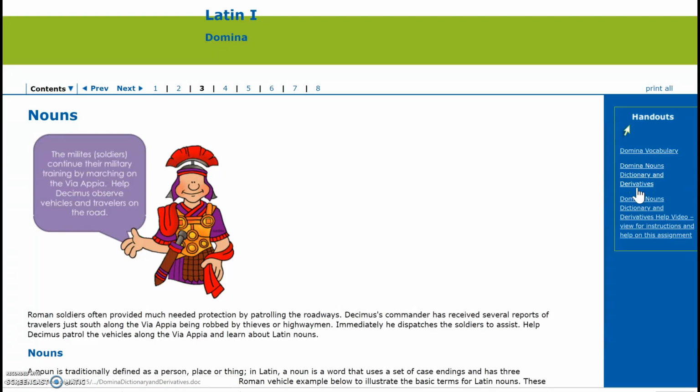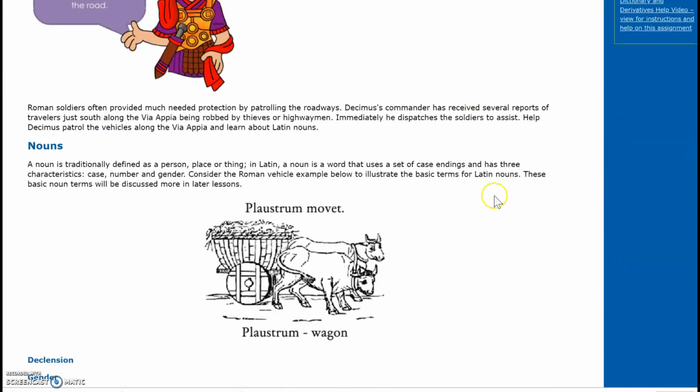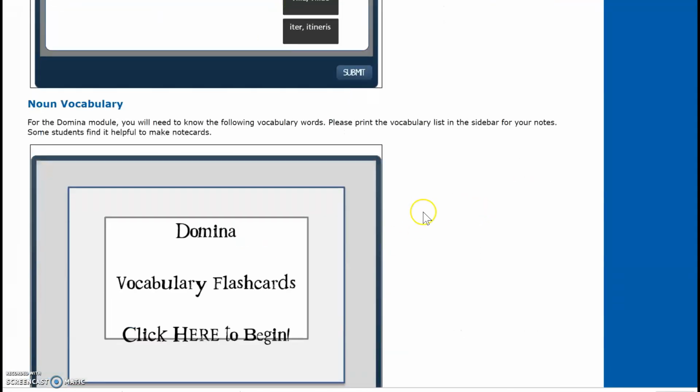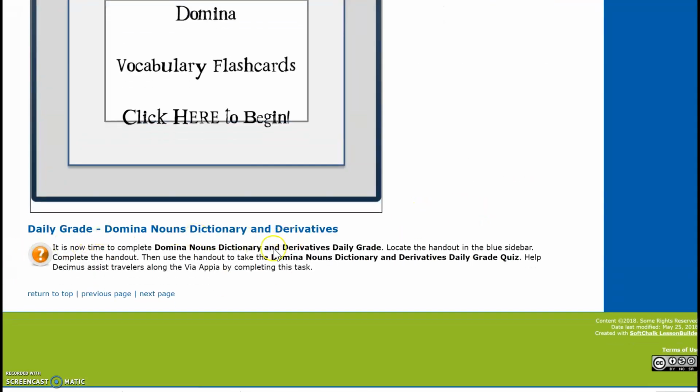Make sure that you download the handout or print it out, fill it out completely, and use it to take the quiz when you're ready to take the quiz. And it even says down here that you need to take the quiz as a daily grade. So you would take that after you fill out your handout.